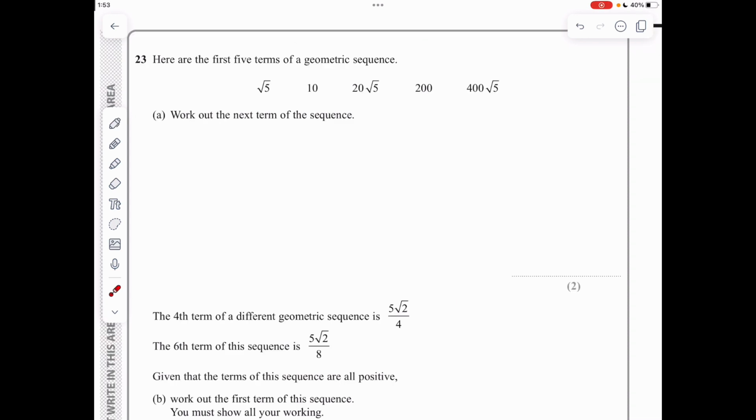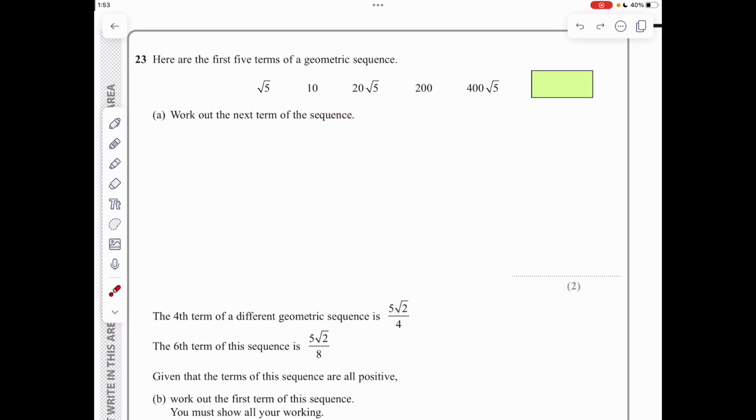In 23, we've got the first 5 terms of a geometric sequence, and we need to work out the next term of the sequence. So we need to figure out what will go here. Now remember that in a geometric sequence, we multiply by the same amount to get to the next term. And looking at the terms, I noticed something interesting. The odd terms have a factor of √5, whereas the even terms do not.